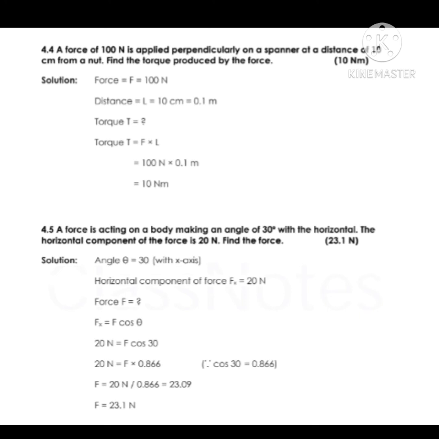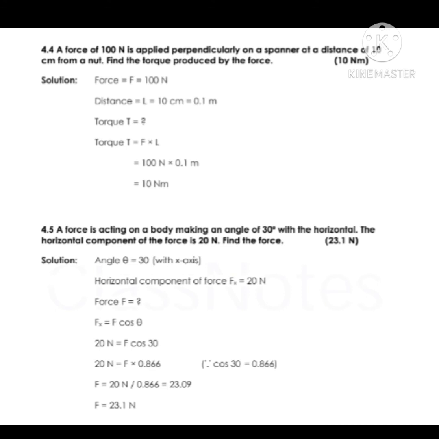Next, a force is acting on a body making an angle of 30 degrees with the horizontal. The horizontal component of the force is 20 Newton. Find the force. Angle is 30 degrees along the x-axis. Horizontal component of the force, that is F of x, equals 20 Newton, and here we will find the force.